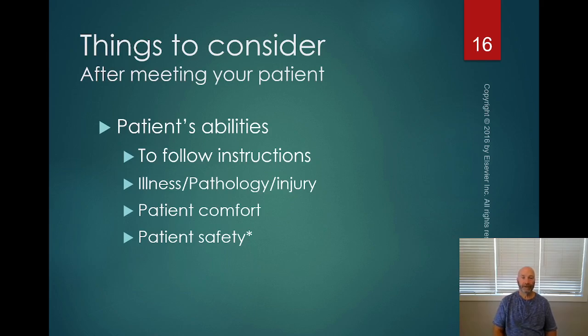So after meeting the patient, consider their abilities, their ability to follow instructions. Are they older? Can they hear? Are they potentially senile? If they're there with a family member, you might make some eye contact with a family member and try to assess whether or not the patient can really participate the way you would want them to. Consider their illness, their pathology, their injury. What is the likelihood that they will be able to get up on the x-ray table and do the things that you will need them to do, or will you need to compensate for the patient?